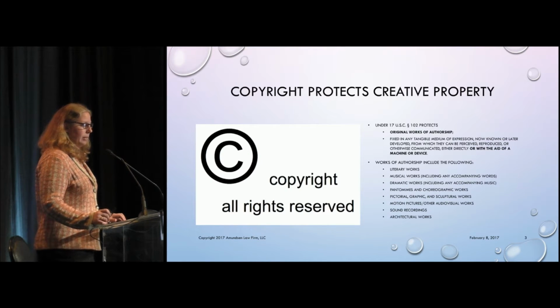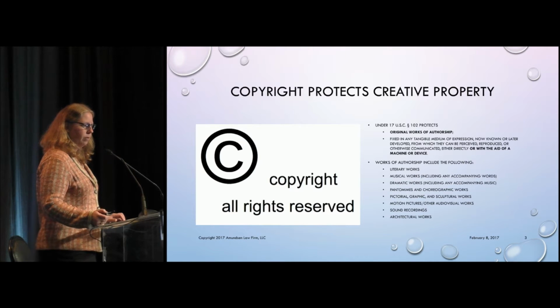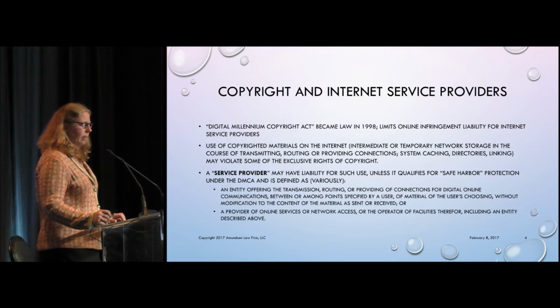So copyright, as you may know, protects creative property, and I also listed the types of property on this slide. One thing that's really important from our perspective here is that the law provides for the protection of original works of authorship. They have to be fixed in a tangible medium, but that can be a piece of paper, or it can be a device from which the work can be perceived, reproduced, etc. So it can be with the aid of a machine or device, and that's obviously pretty important to this group.